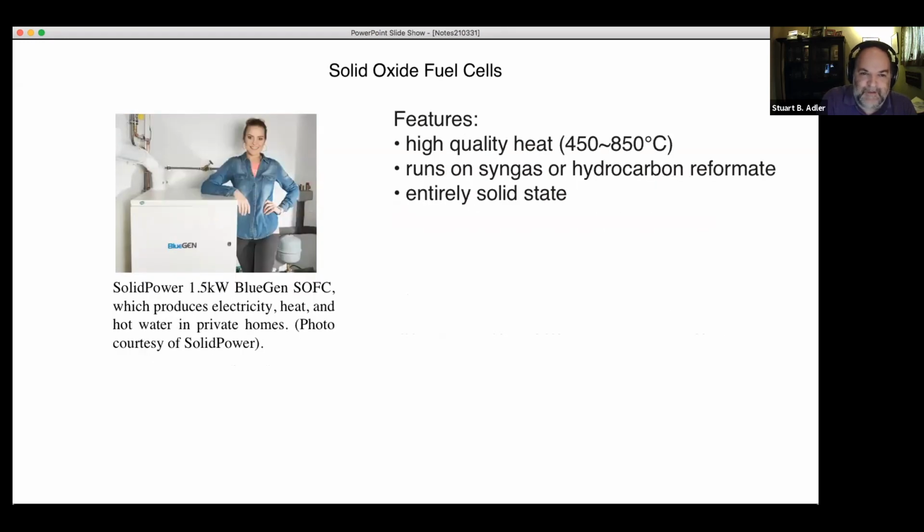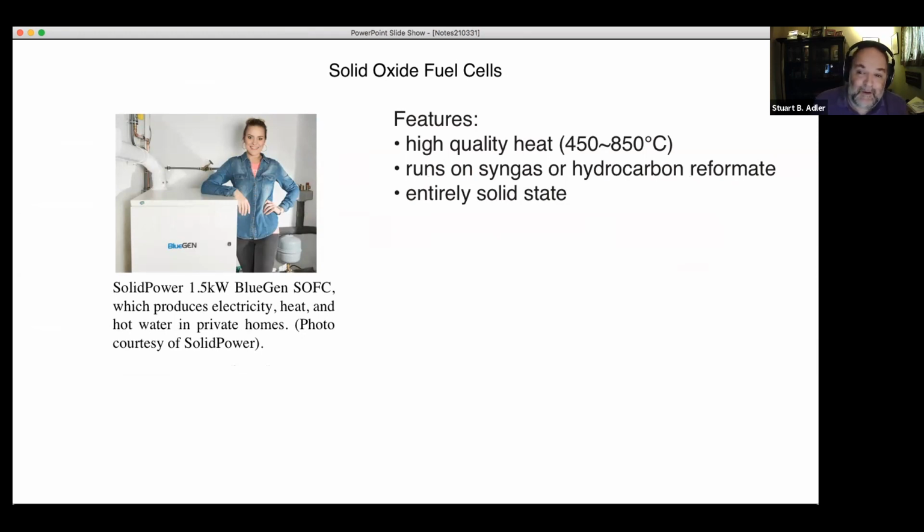Okay, so that brings us to solid oxide fuel cells. The main difference here is they run at high temperature. What that means is they're producing both heat and electricity. And so in any application where you need both heat and electricity, you can have very high efficiency.